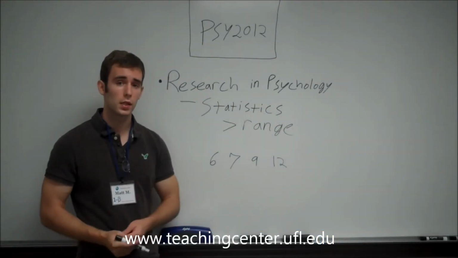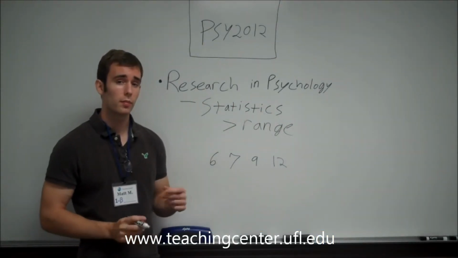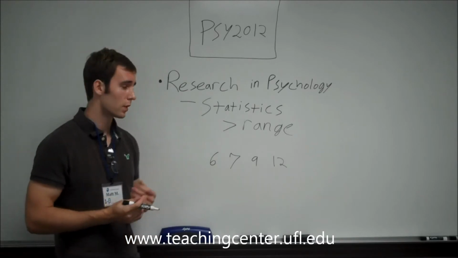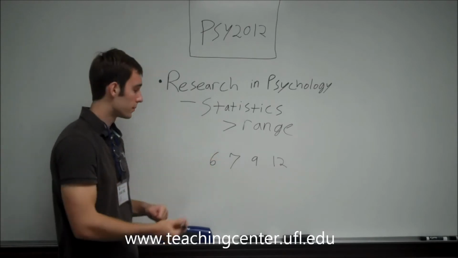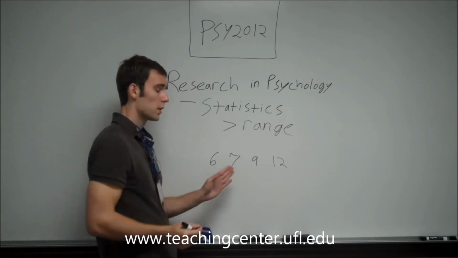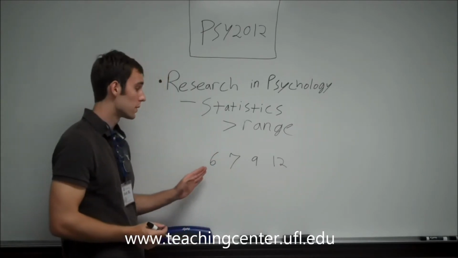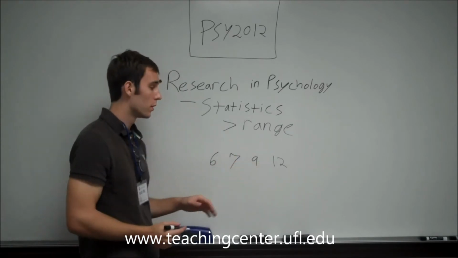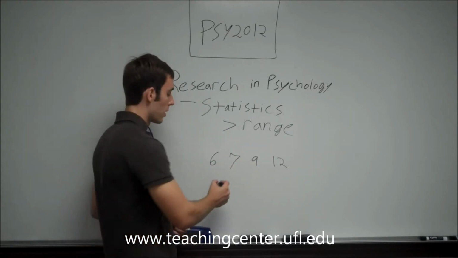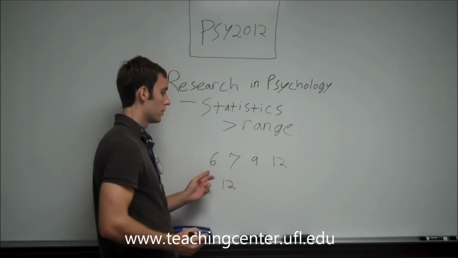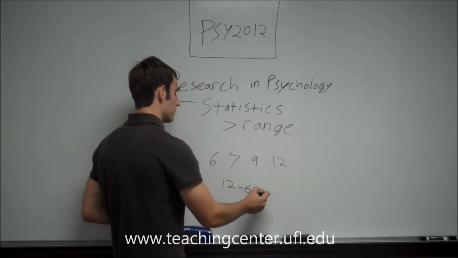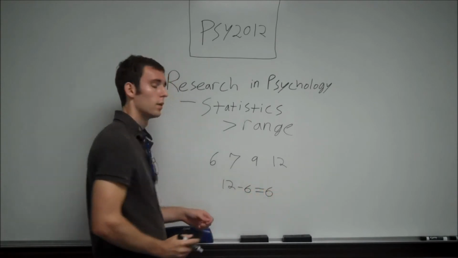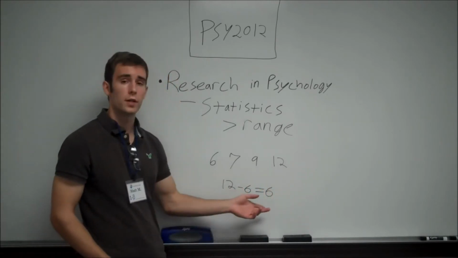The range of a data set is the largest number minus the smallest number. So this is a way to measure how much our data is spread out. In this case, with the data of 6, 7, 9, and 12, we'll take the largest number, 12, minus 6. So in this case, our range is 6.